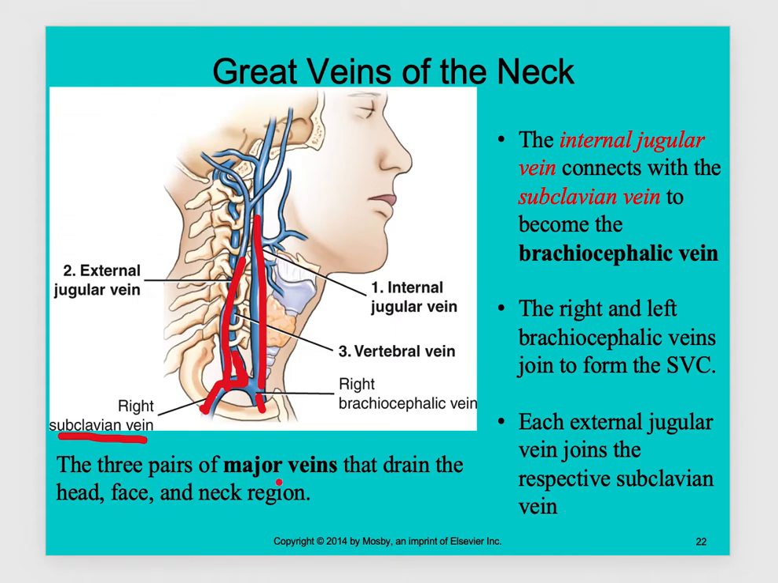Okay? So the three pairs of major veins that drain the head, face, and neck region are the external jugular, your internal jugular, and your vertebral vein. So this one here is the vertebral vein, and you can see it's embedded in the vertebrals. The external jugular and vertebral vein come down onto the subclavian vein, and then your internal jugular comes down, meets that right subclavian, becomes the right brachiocephalic vein.